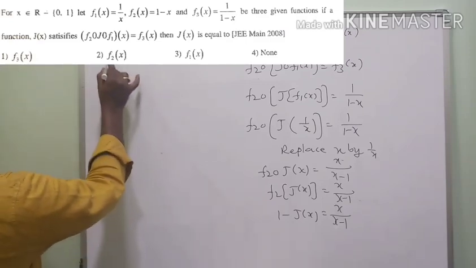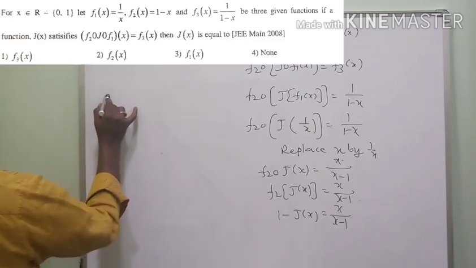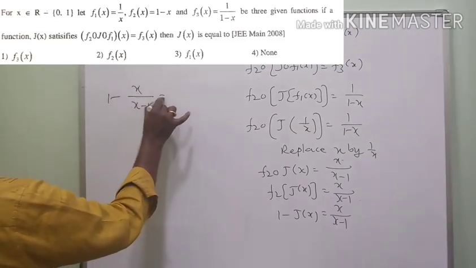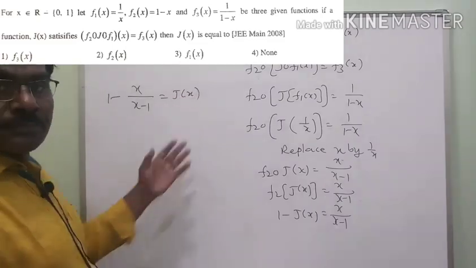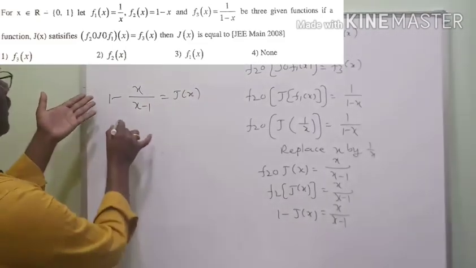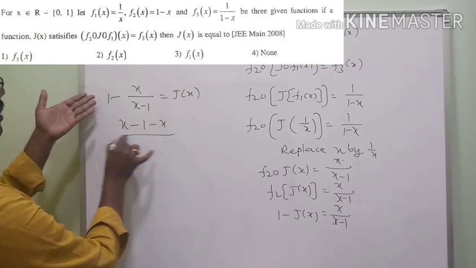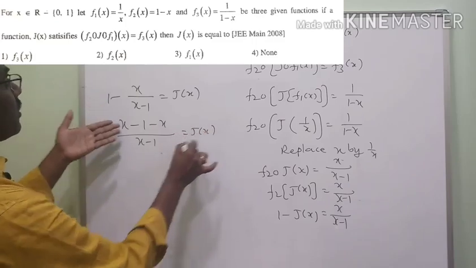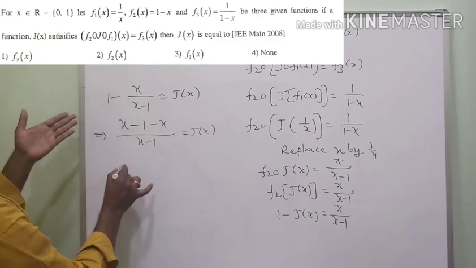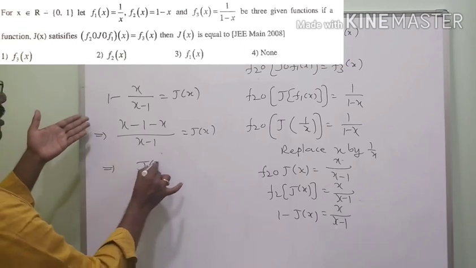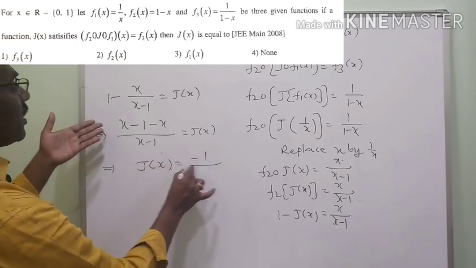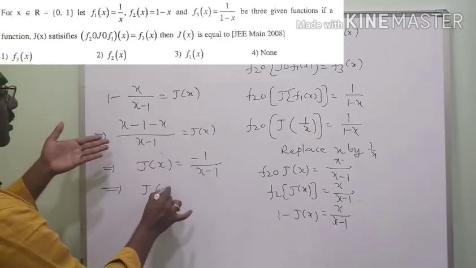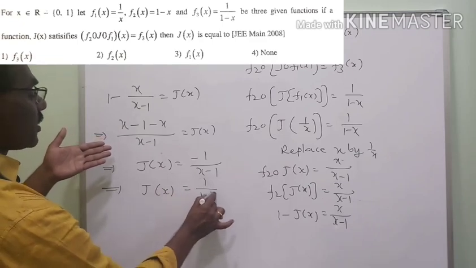Now 1 minus x by x minus 1 equal to j of x. So x minus 1 minus x by x minus 1 equal to j of x. What is x cancel? It implies j of x equals minus 1 by x minus 1. Take common minus, and plus 1 by 1 minus x.